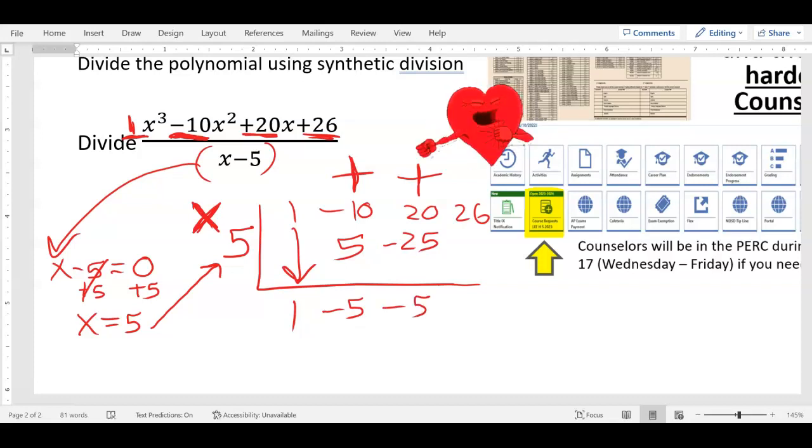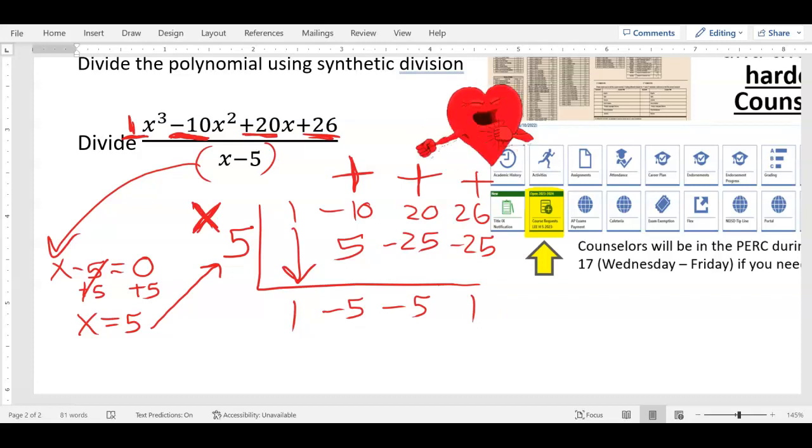What do I do with that negative 5 and that 5 here? We do what? Multiply. Negative 5 times 5 is negative 25, yes. And now what do we do vertically? Add them. 26 plus negative 25, or 26 minus 25, is 1. Okay, a palindrome.